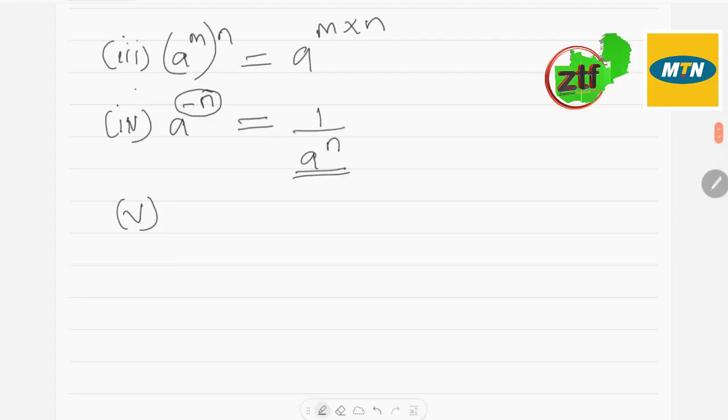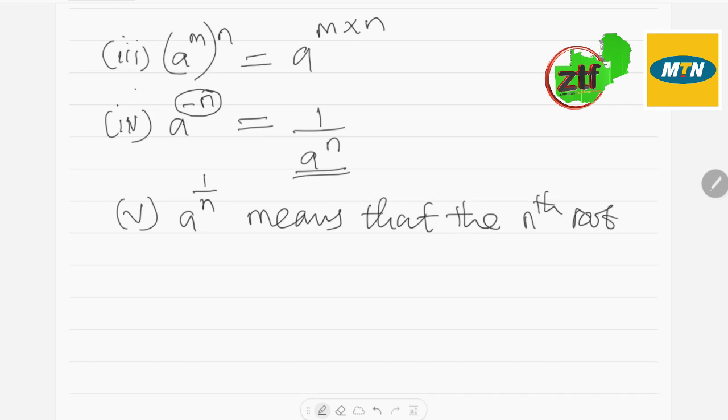Let's quickly look at another one. If we have, for example, a to the power 1 over n, which is my main interest in this question that we are about to look at, this means the nth root of a.